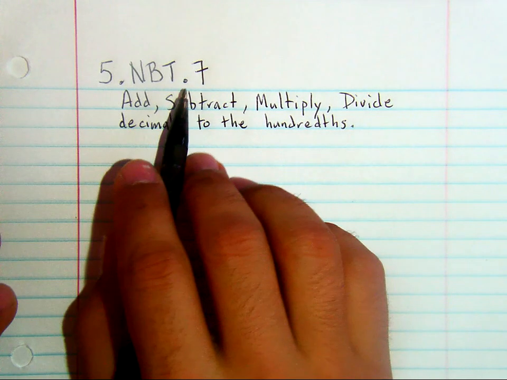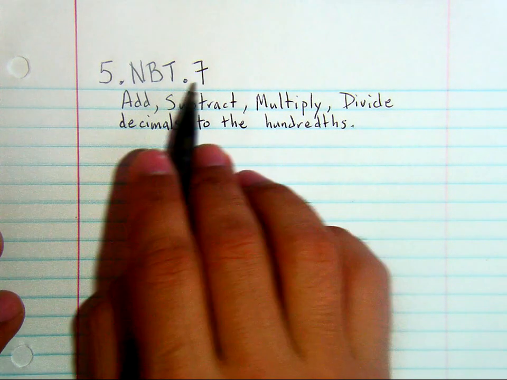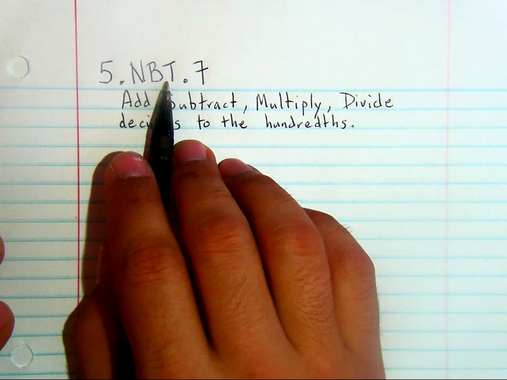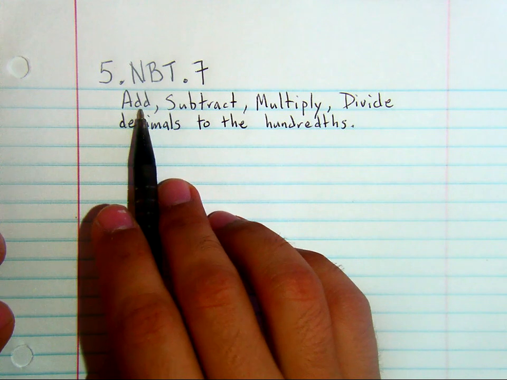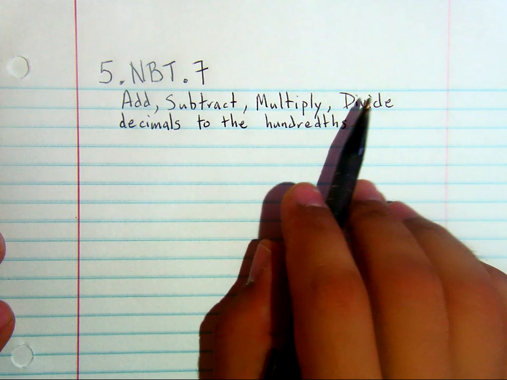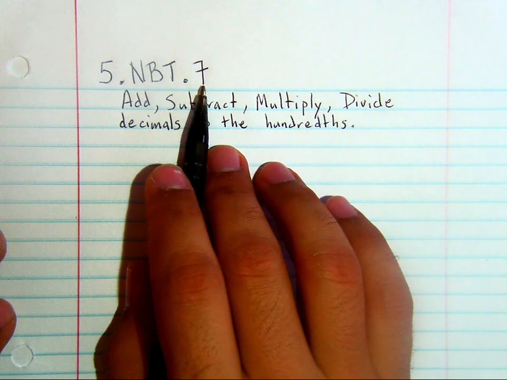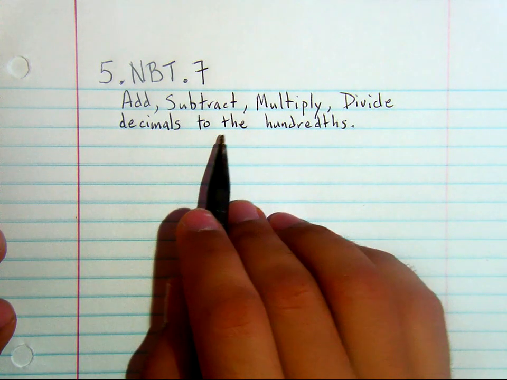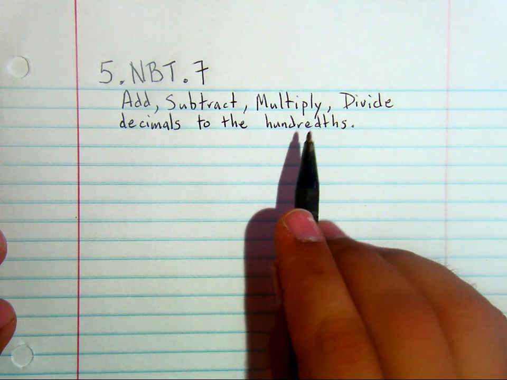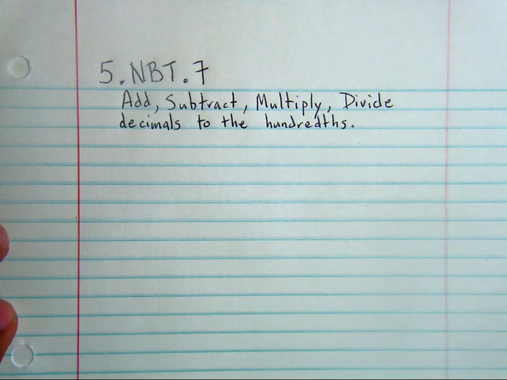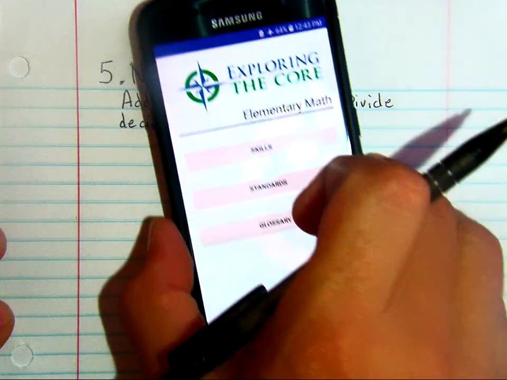Okay, 5.NBT.7 is the big standard for the numbers in base 10 strategies and standards. This one requires a student to add, subtract, multiply, and divide. All four operations are in this one standard, and they're specific to decimals to the hundredths. Now, I'm redoing this video because there's something really important I need to explain about this particular standard being so large.